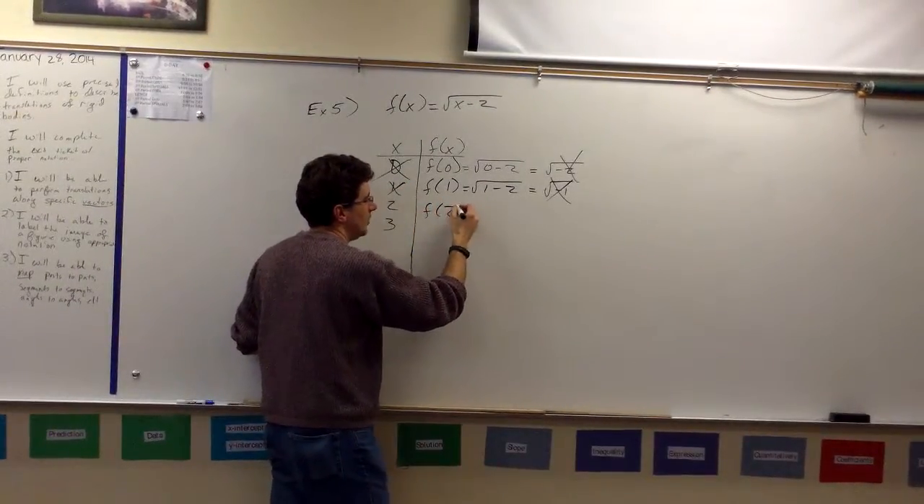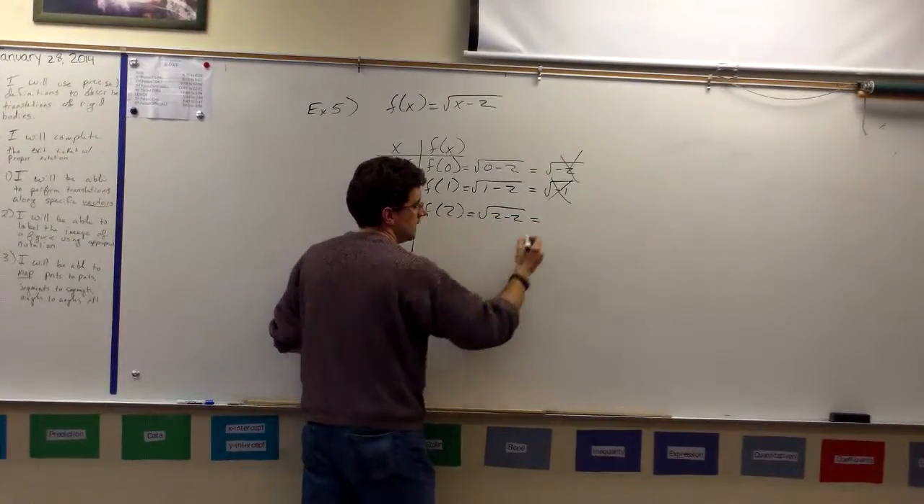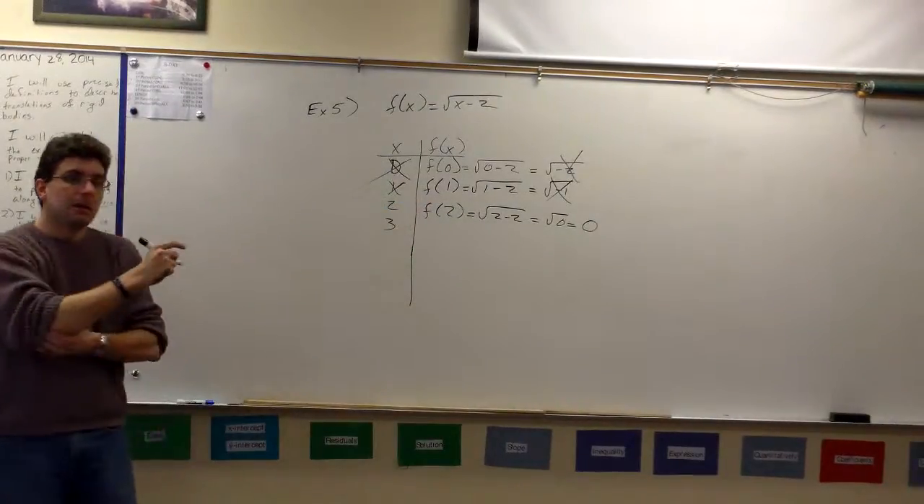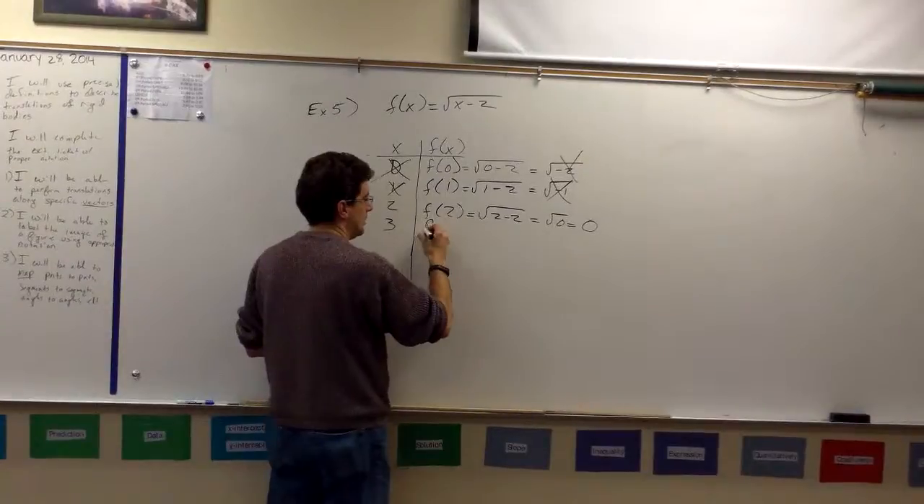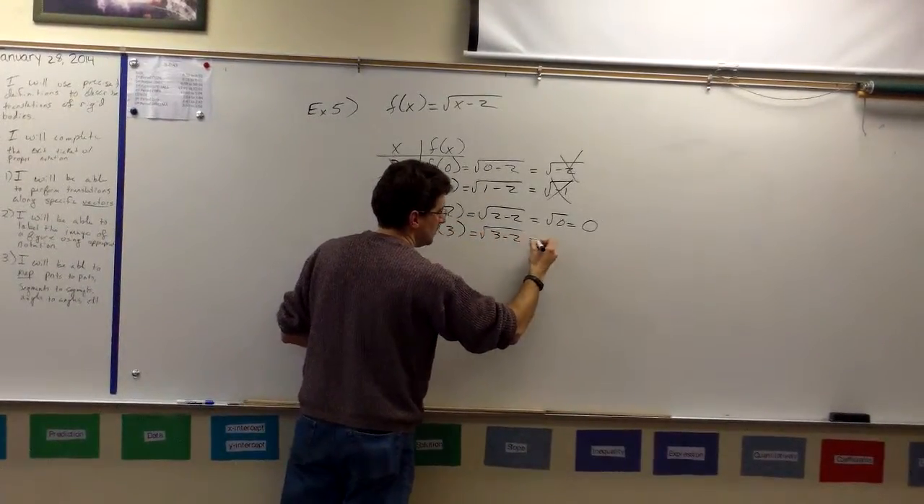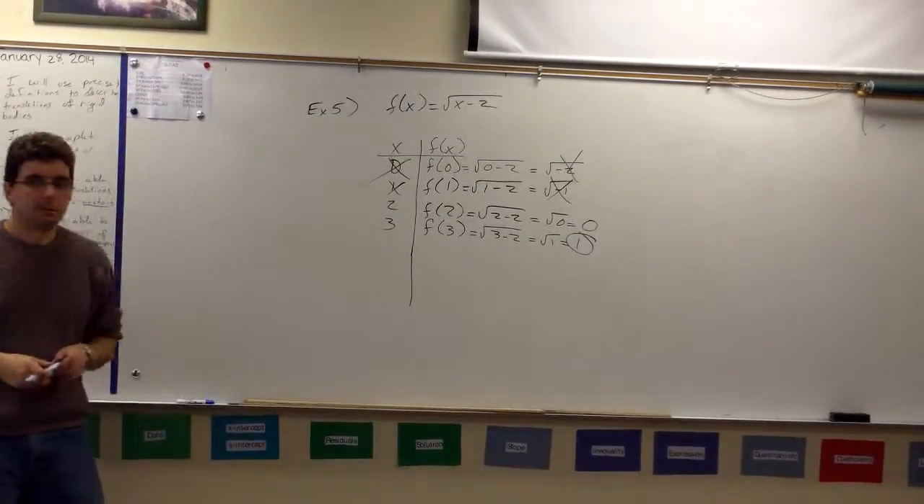How about f of 2? Can I take the square root of 2 minus 2? It's not negative. The square root of 0, which is 0. Does that exist? Yes. So it's in our domain. How about f of 3? Yeah, you can. 3 minus 2, square root of 1, 1. That exists. So can we do the domain now?